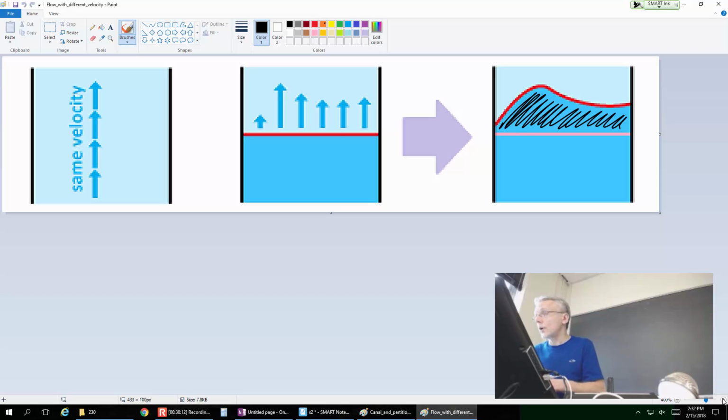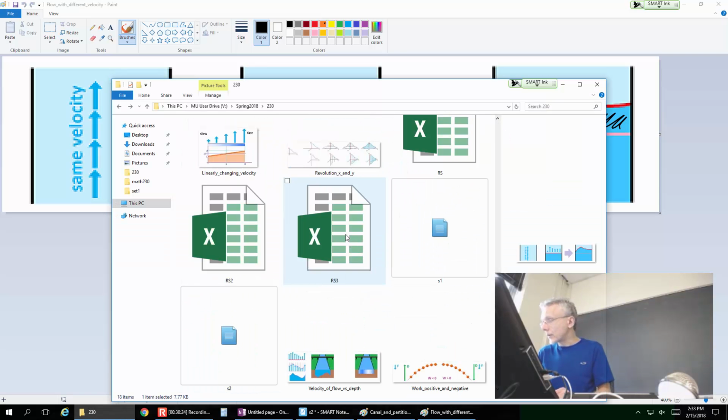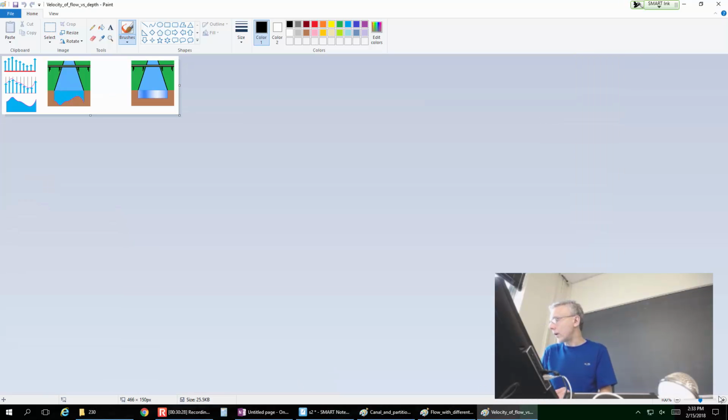But there is another interpretation of the same exact thing, as is always the case. We are ending up with Riemann sums, but there is an interpretation of even the metaphor of the canal.